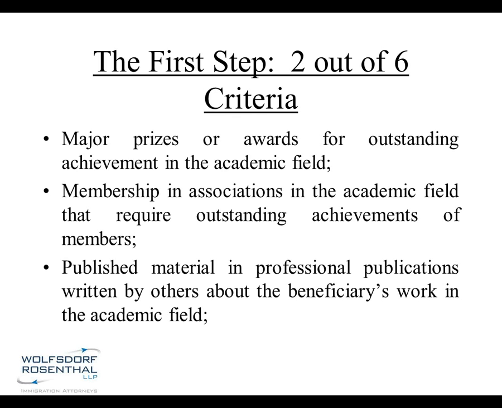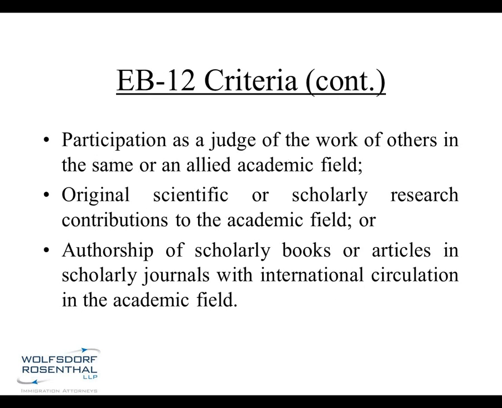Membership, pretty similar. Prizes or awards, pretty similar to EB-1-1 as well. Participation as a judge of the work of others, again, that's review work. And then original contributions, you don't see that phrase major significance there. So that is a bit easier to satisfy than the similar criterion for EB-1-1. The only thing different about the authorship of scholarly books or articles is that they can only be published in journals with international circulation in the academic field in order to be considered as satisfying this criterion.